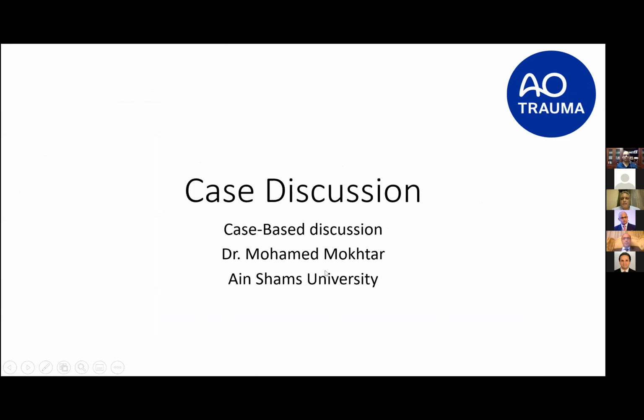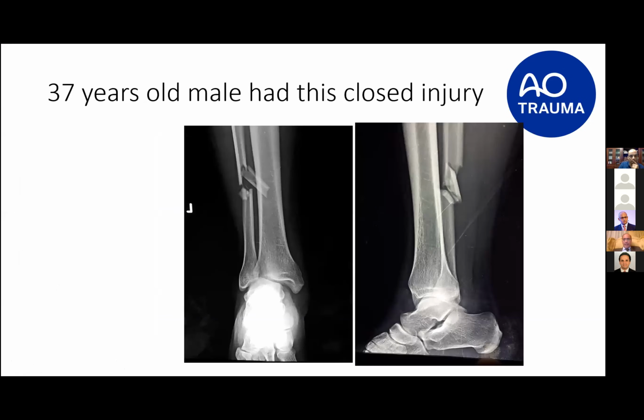Okay. So I'd like to thank Dr. Ahmed and Dr. Nasef for their nice cases. This is another case in an ankle injury. This patient is a 37 years old male who had this closed ankle injury. So closed, isolated ankle injury, no other injury.